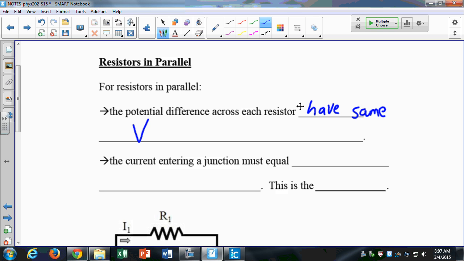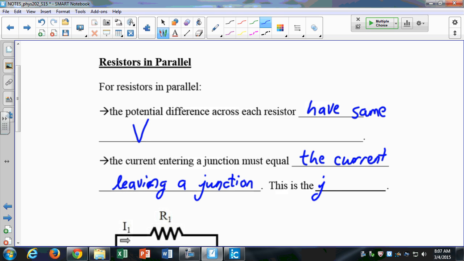Also, for resistors in parallel, the current entering a junction must equal the current leaving a junction. This is called the junction rule. We'll use it for the next exam for multi-loop circuits. Basically, this says that if I have, say, two currents coming into a junction here and here, then that current has to equal whatever is leaving. So let's say I have 8 amps here, and I have 10 amps here. What must this current be? It has to be 2 amps.